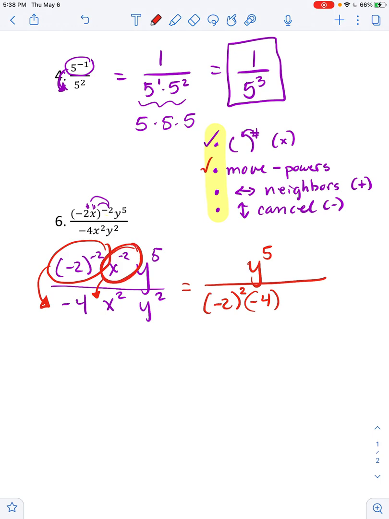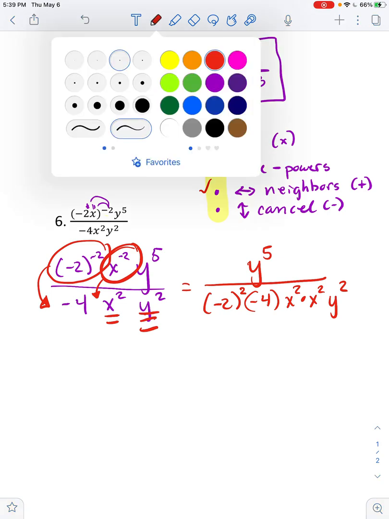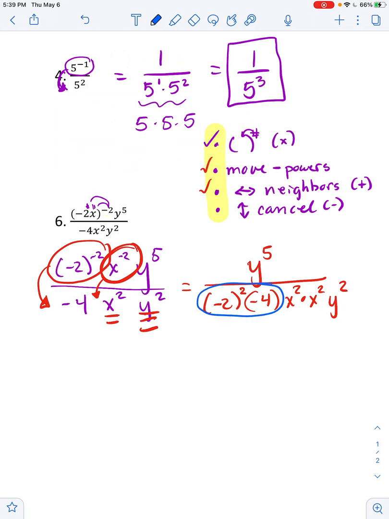Now I'm looking at my x's. This x to the -2 from the top comes down into the bottom. It joins the x to the second that was already there. And then I still have a y to the second in the bottom. Okay, now let me look side to side and see if there's any neighbors that are of the same that I can combine. I'm going to go ahead and look at my numbers. -2 to the second would be -2 times itself and then multiplied by this -4. So all of those together, if you get out your calculator, are going to turn into a -16 on the bottom. The only thing I have on the top is my y to the fifth.